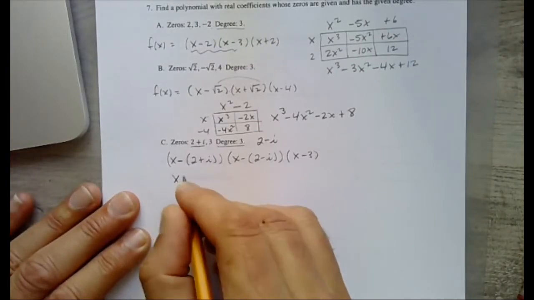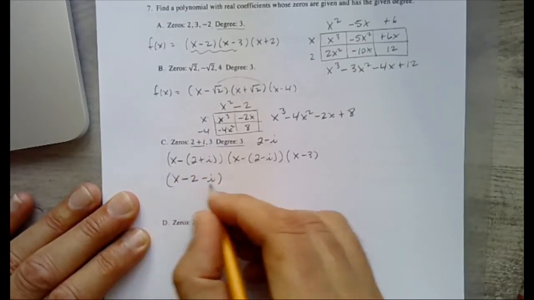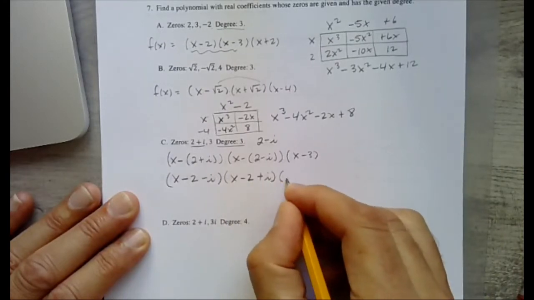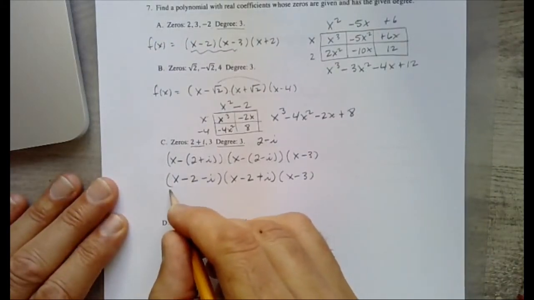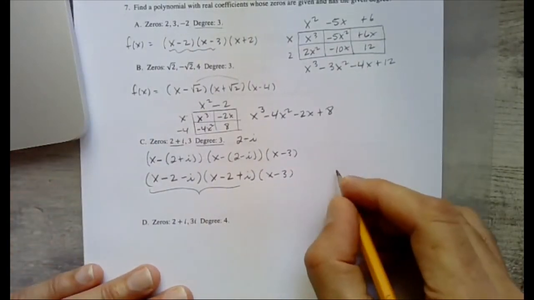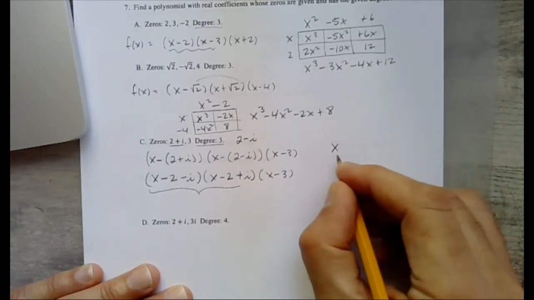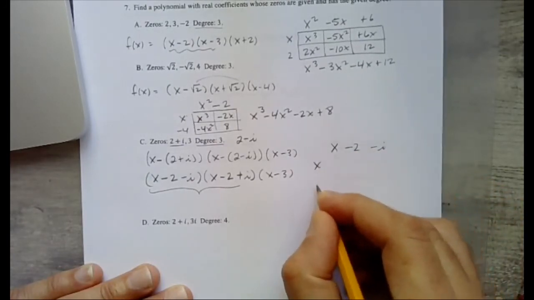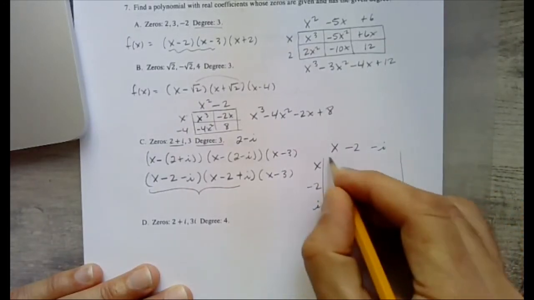This is going to be easiest, I think, if I write this as x minus 2 minus i, and I've just distributed that negative sign. And then this will be x minus 2 plus i, and then times x minus 3. All right, so I'm going to multiply these two together first. And when I do that, I'm going to take advantage of the matrix again. So I'm going to say x minus 2 minus i, and then x minus 2 plus i. All right, this is going to give me a 3 by 3.